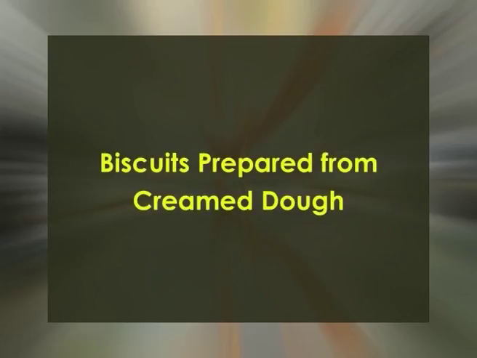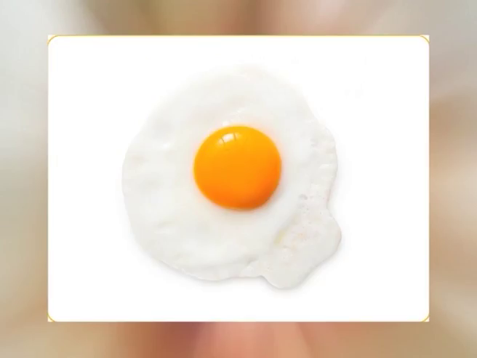Number 2. Biscuits prepared from creamed dough. Creaming is the process of beating together butter and sugar so that air bubbles are forced into the batter. The aerated mixture is then moistened with eggs. Finally, flour is added to make the dough. Creamed dough provides many opportunities for imaginative shaping.